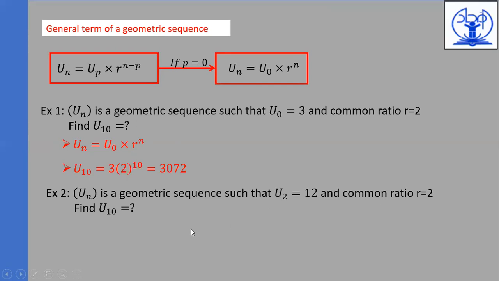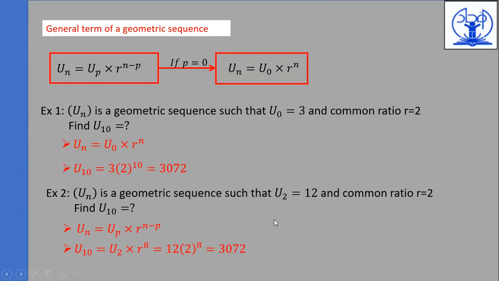Example 2, Un is a geometric sequence such that U2 is 12 and the common ratio is 2. Find U10. So to find U10, you don't need to have U0 or U1. You can use U2. You can use any term that you have. So Un is Up times r to the n minus p. So U10 is U2 times r to the 8. So it's 12 times 2 to the 8, which is 3072. Notice here we are getting the same answer.